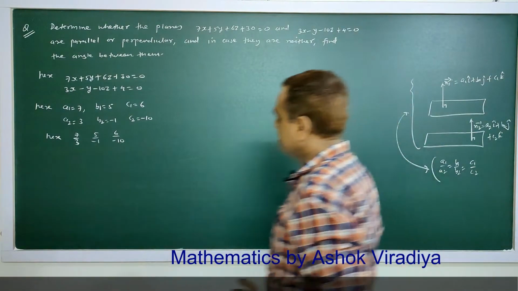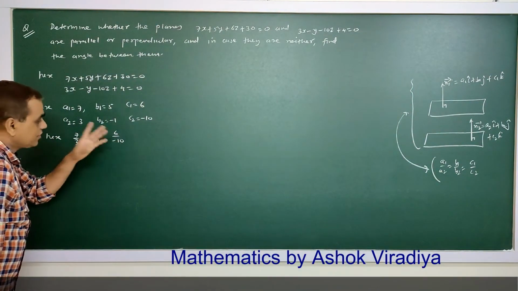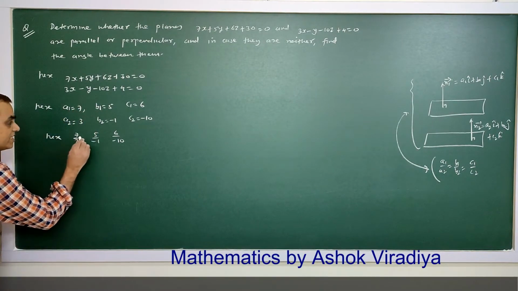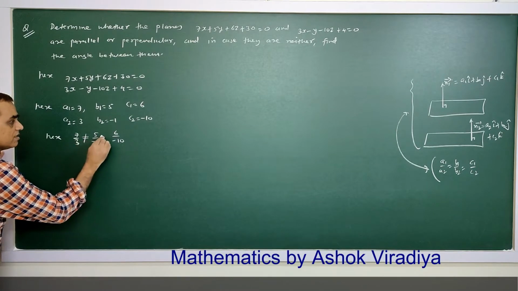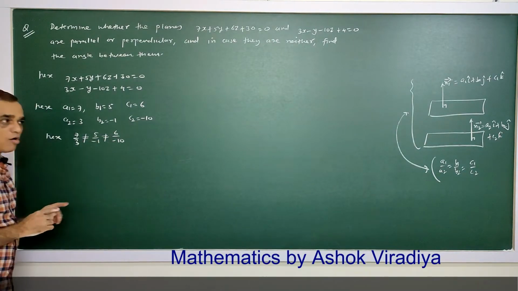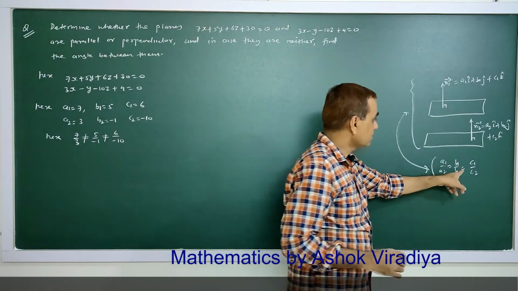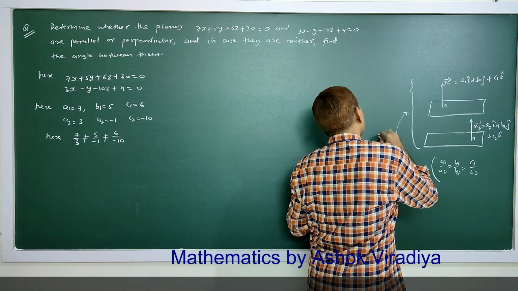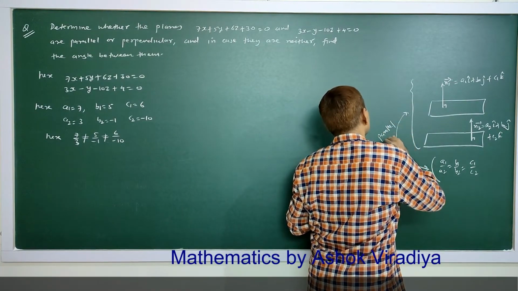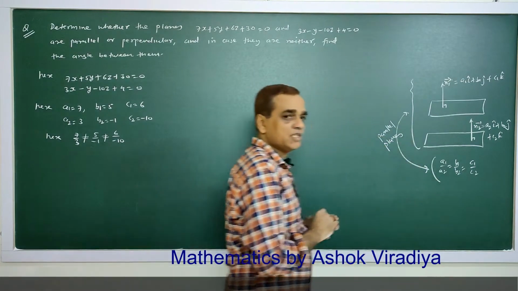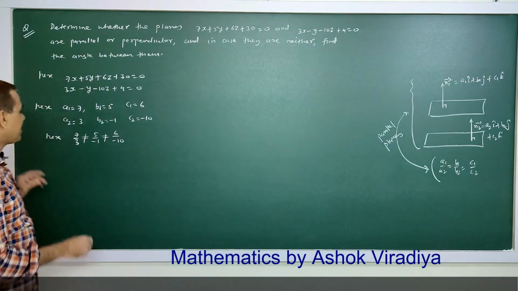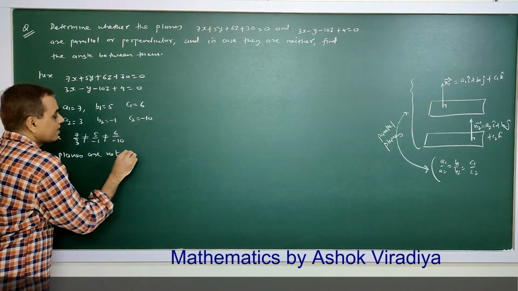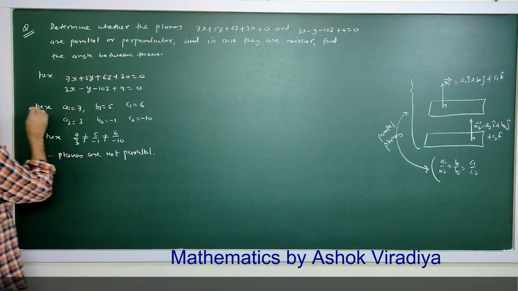So see, here check these ratios, a1 by a2, b1 by b2, c1 by c2, and we can see that they are not equal. All three must be equal. If all these ratios are equal, then planes are parallel. So here this condition is not satisfied, therefore these planes are not parallel. So first point is verified.